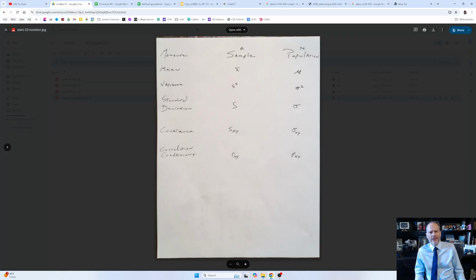So here it is. The mean for a sample is represented by x bar, or mu for a population. For a sample, little n is the amount in the sample. Big N is the number of elements in a population. Variance is s squared for a sample, or sigma squared for a population. Standard deviation is the square root of the variance, so we just have s or sigma. Those are the little notations there.